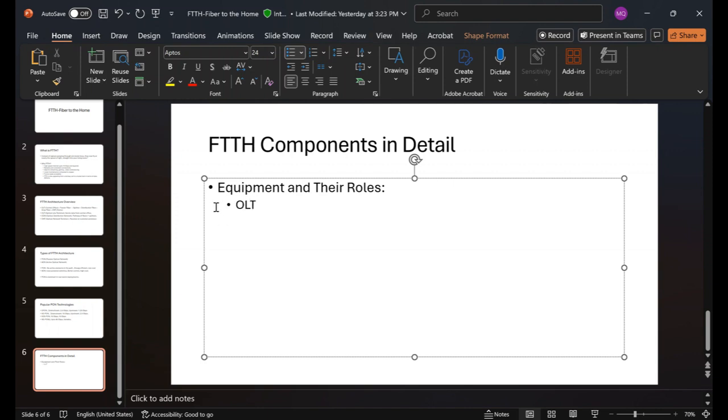OLT. The first component is OLT and its role is head end device, central office. The second is fiber cable, the most important component.